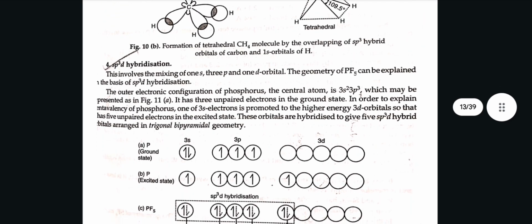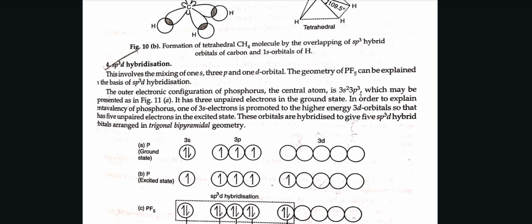The fourth one is sp3d hybridization. This involves the mixing of one s, three p and one d orbital. The geometry of PF5 can be explained on the basis of sp3d hybridization. The outer electronic configuration of phosphorus, the central atom, is 3s2 3p3, which may be represented as in figure 11a. It has three unpaired electrons in the ground state. In order to explain the pentavalency of phosphorus, one of the 3s electrons is promoted to the higher energy 3d orbital, so that it has five unpaired electrons in the excited state.